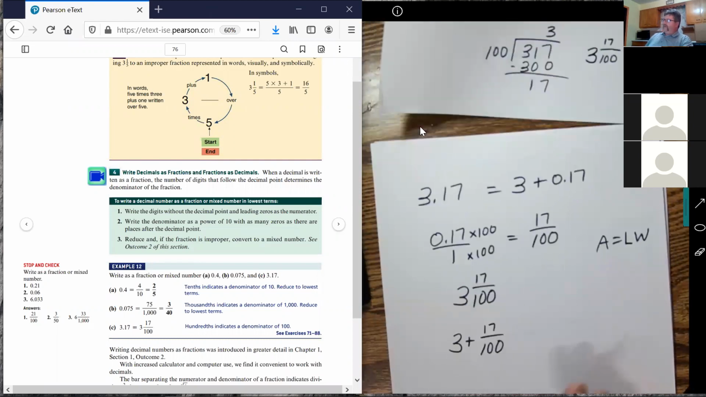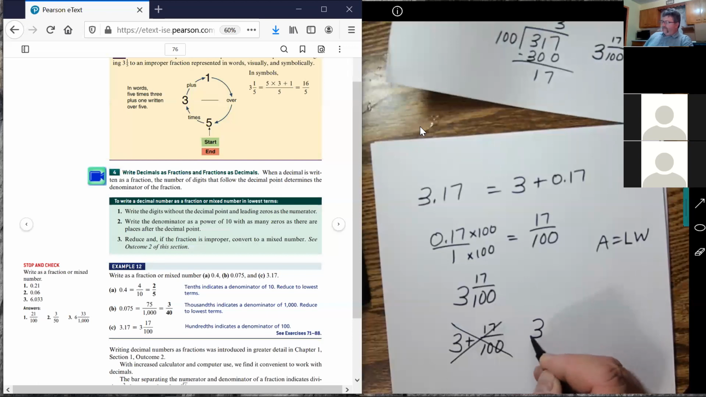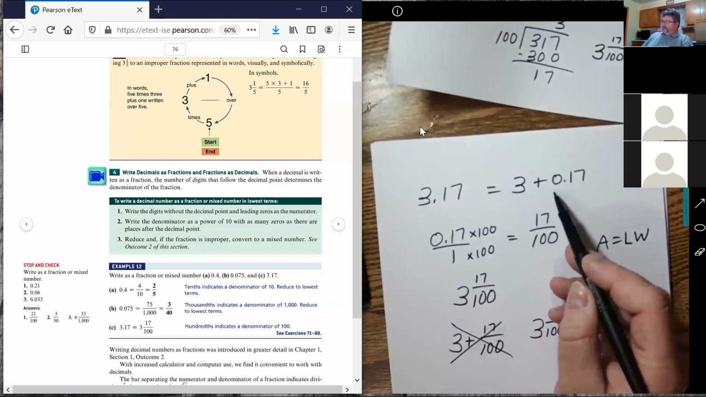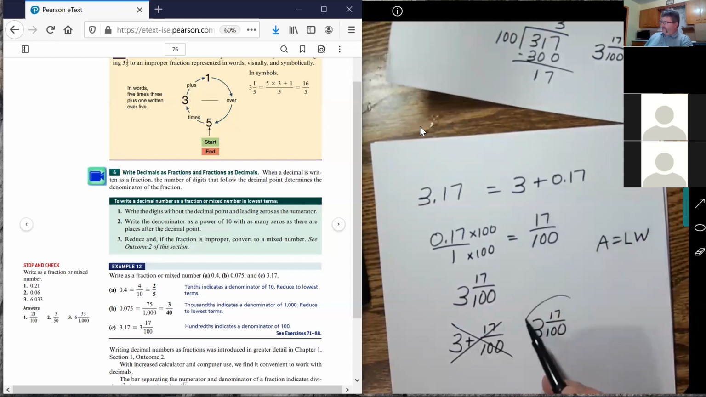That's what we're saying. It's 3 plus 17 over 100. It's not 3 times 17 over 100. Okay, but for whatever reason, this convention we call mixed numbers said, yeah, but we don't have to show the plus sign. But that's what it means. Okay, so when I wrote it out here, 3 plus 0.17, that's what this is. A mixed number is really an addition problem. We just don't show the plus sign.